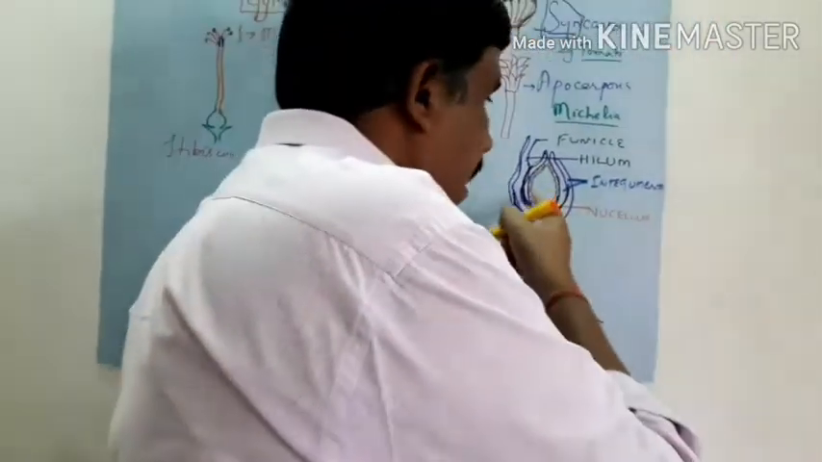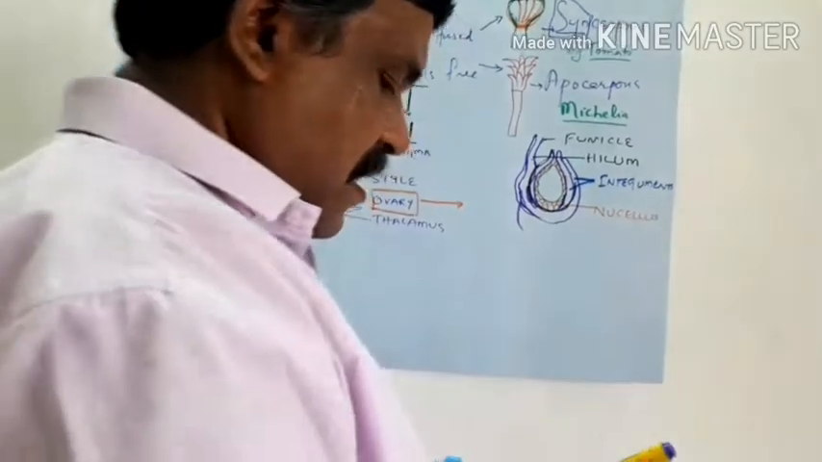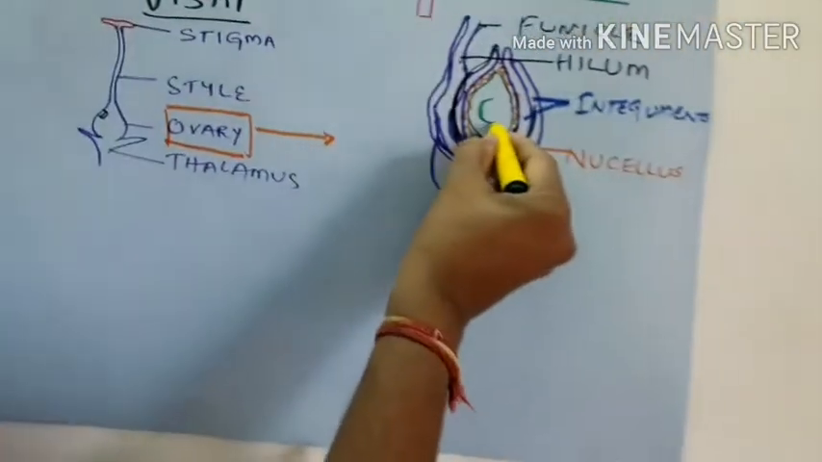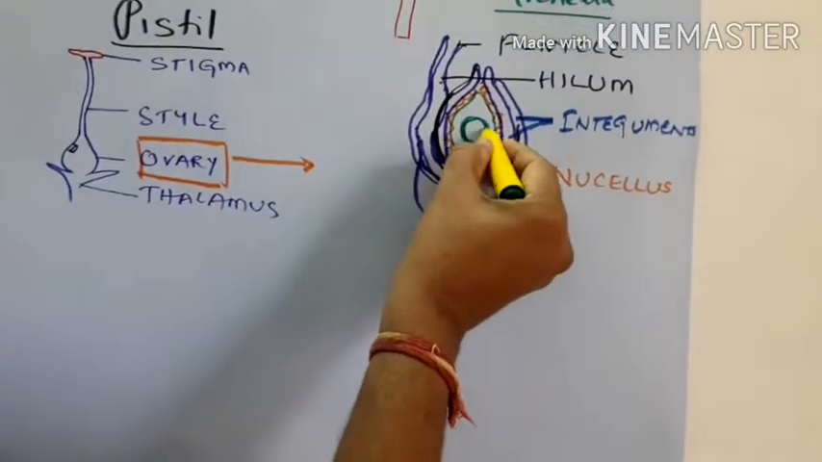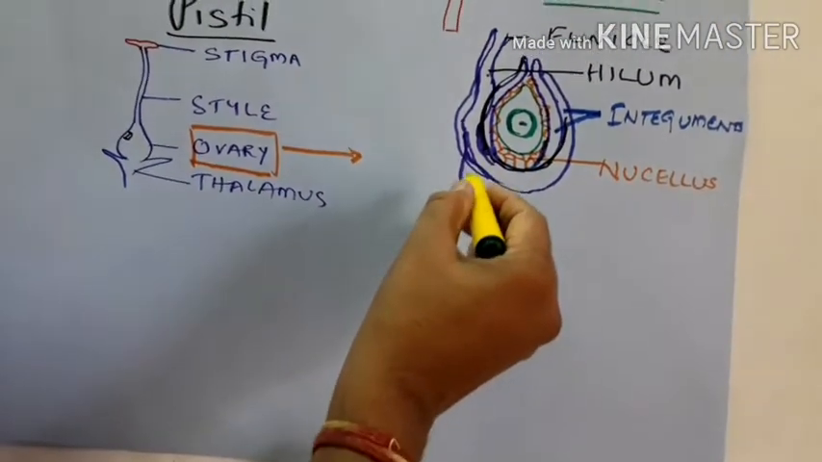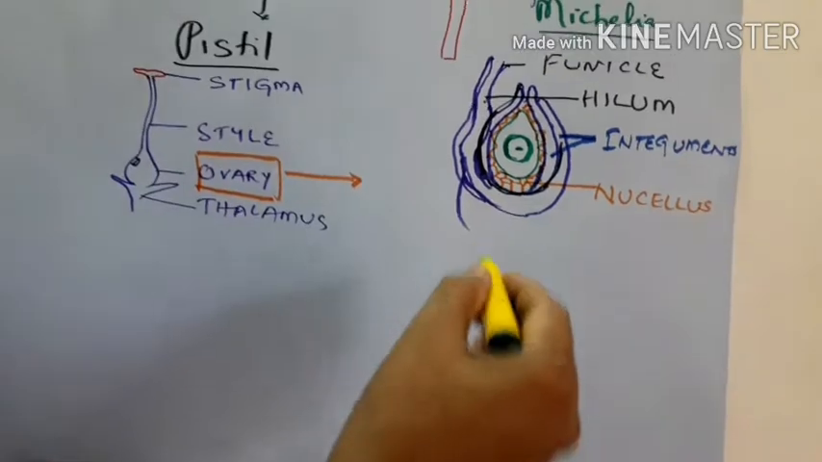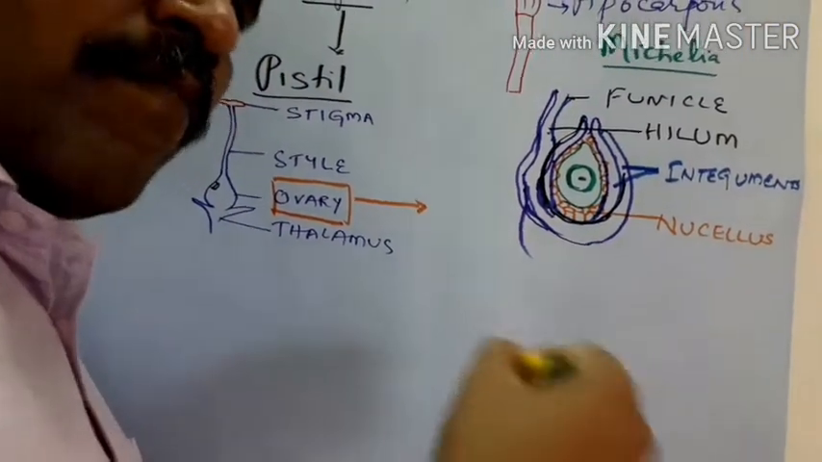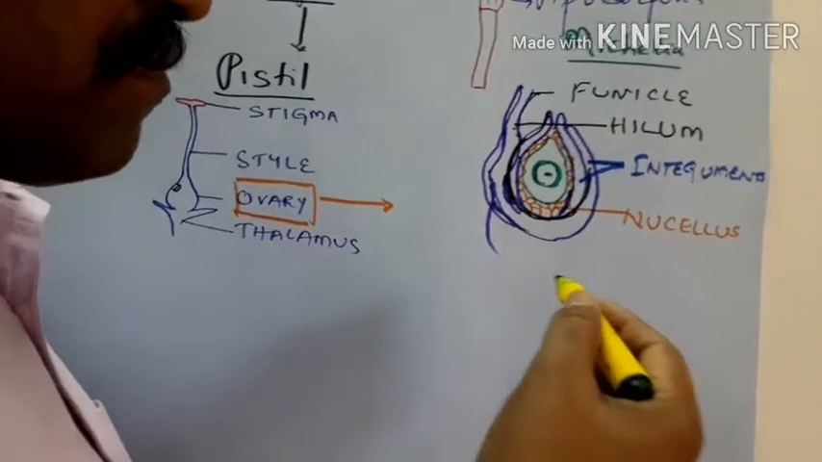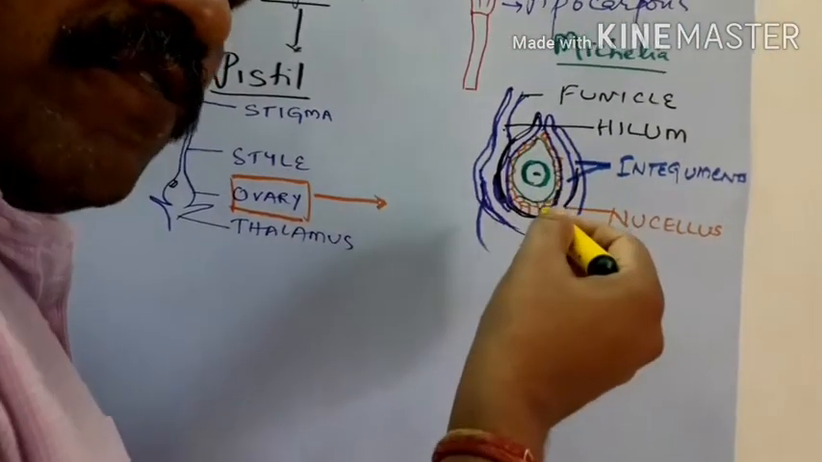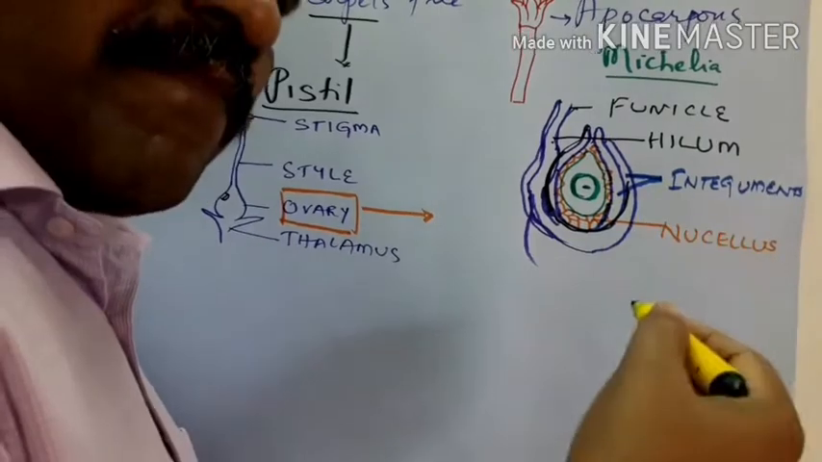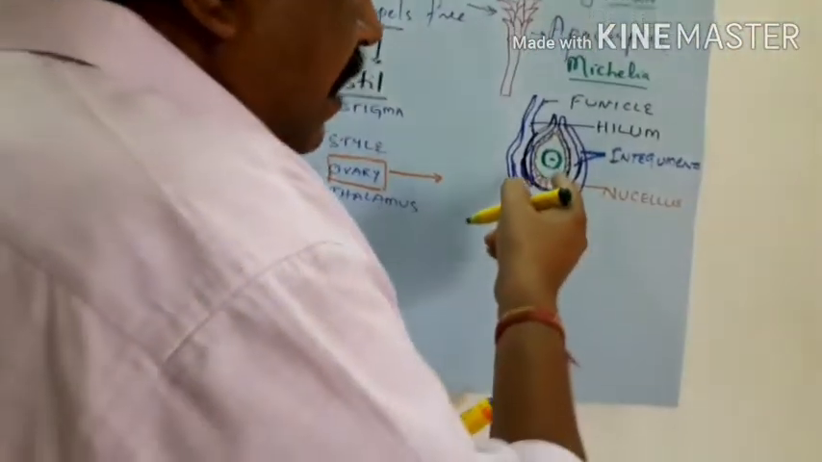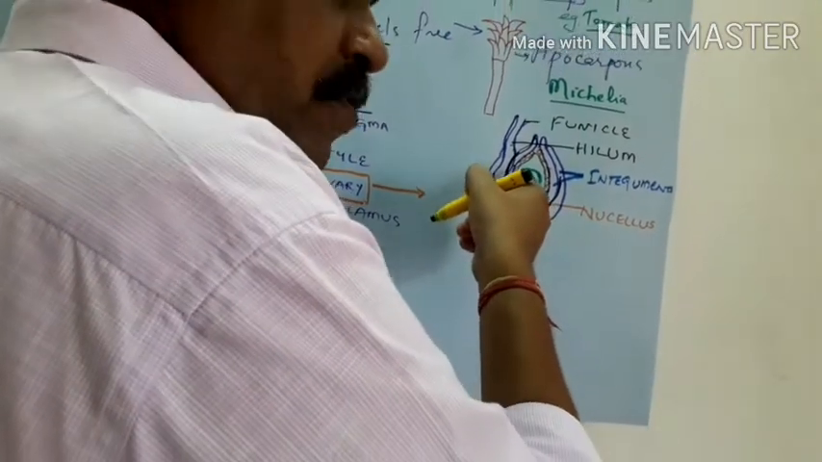The nucellus will help, and in this part we have some sporogenous tissue present, just like what you studied in the case of the microsporangium. What is the microsporangium? That is the pollen sacs. Inside the microsporangium you also had a sporogenous tissue. That sporogenous tissue multiplied and formed the pollen mother cell. Do you remember that? Just like that, inside this ovule also we will have a sporogenous tissue.